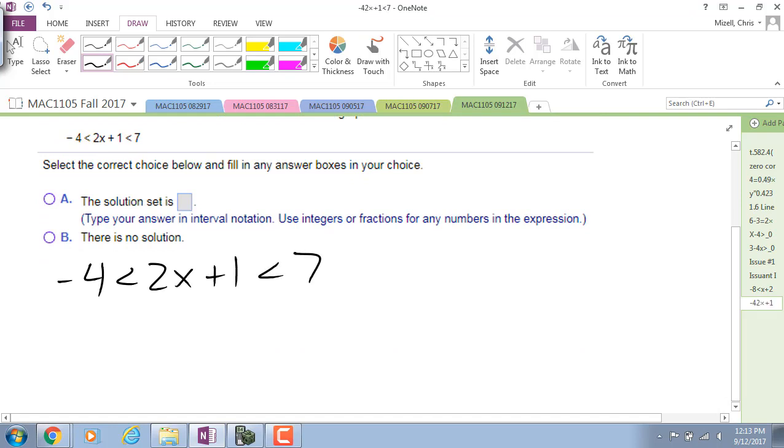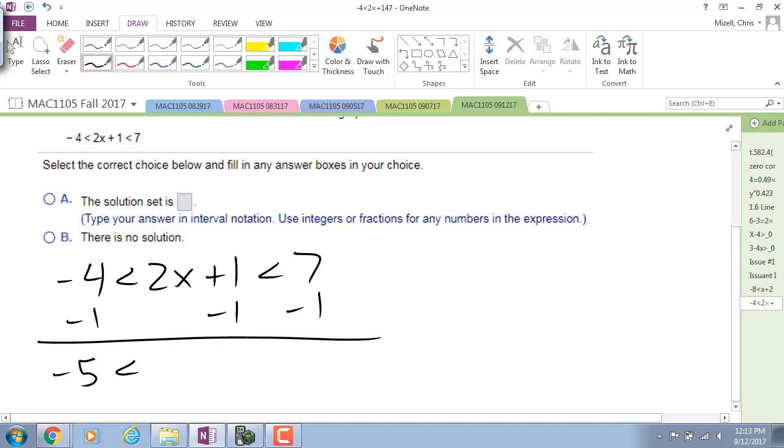So a couple of steps. First step, let's isolate the x term in the middle. And second step, that'll be a 2x in the middle. Let's divide each part by 2 so that we just have 1x in the middle. So subtract 1 from each part. Negative 5 has to be less than 2x, and that has to be less than 6.